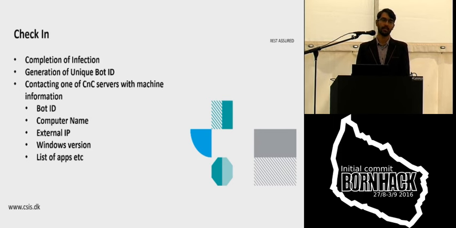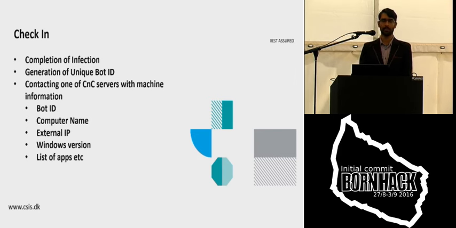So bot ID is basically a unique identifier identifying a bot. It is usually generated based on certain features of the system. For example, the name of the computer is one factor, the installation date is one factor, and so on. They will basically just hash it or use some kind of algorithm to generate a unique ID on that. And that is actually used in communication quite often.